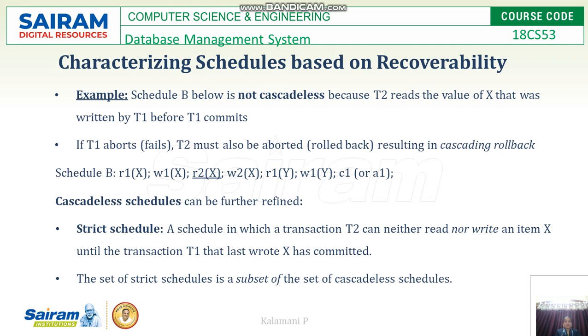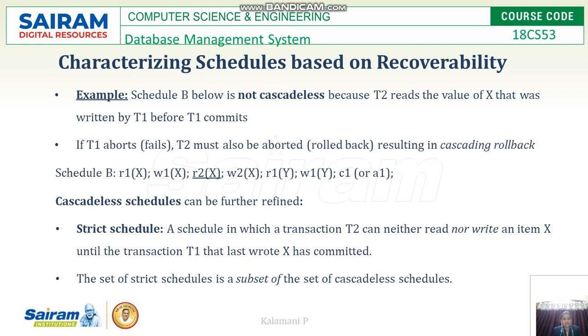The schedule B below is called a not cascadeless schedule, because T2 reads the value of X that was written by T1 before T1 commits. If T1 fails or aborts, T2 must also be aborted or rolled back, resulting in cascading rollback. We have already seen that. R1 of X, W1 of X, then R2 of X. Transaction 2 reads the same value that was written by transaction 1. W2 of X, R2 of X, W2 of X, R1 of Y, W1 of Y, then committed C1 or A1.